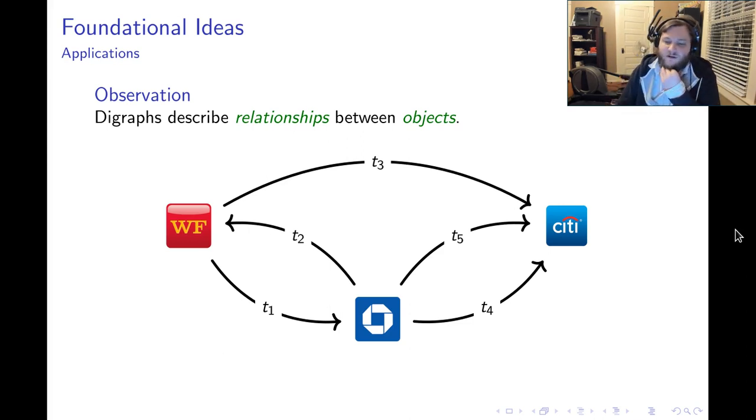We can imagine our financial network as just a giant digraph. Here the idea is that each node in this digraph represents some financial institution. Here I have the logos for 3 famous banks. And the arrows pointing between these nodes might represent transactions between these banks. This first arrow here, T1, might represent a transaction where Wells Fargo sends Chase Bank some money. And then T2 might be another transaction where Chase sends Wells Fargo some money. And these other transactions represent other banks sending other banks money.